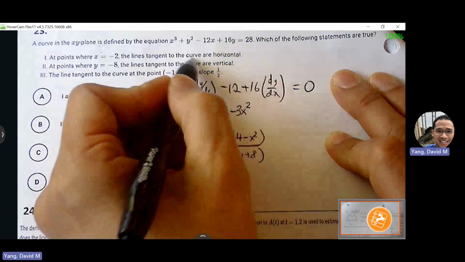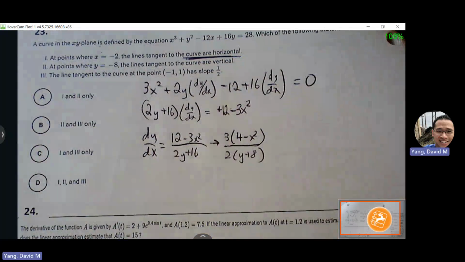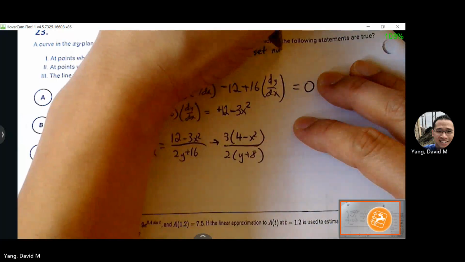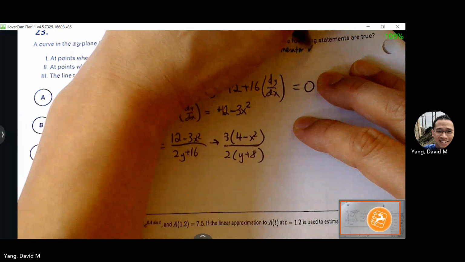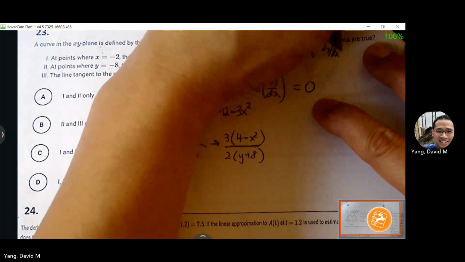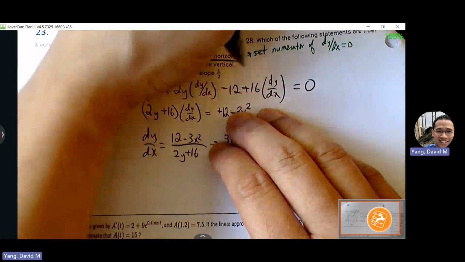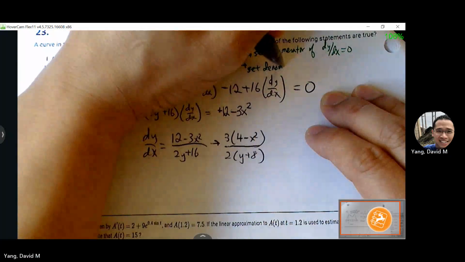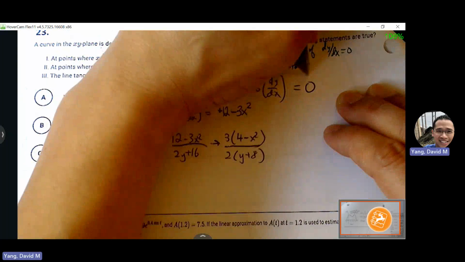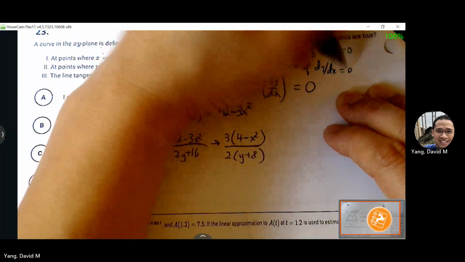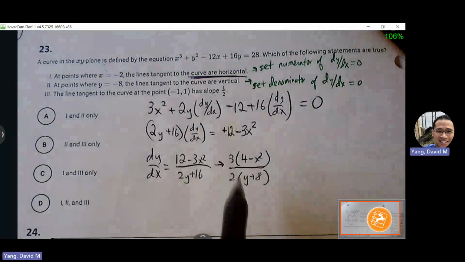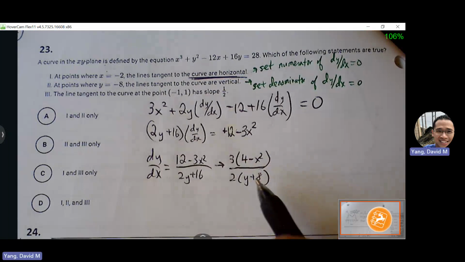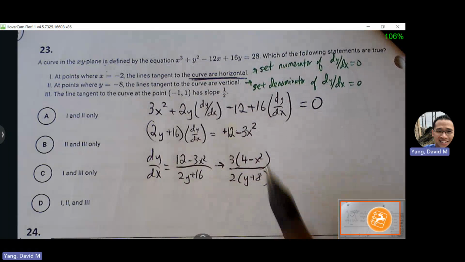Now you see mentions of horizontal tangents. So horizontal tangent, you can find that by setting the numerator of the derivative equal to 0. Vertical tangents you can find by setting the denominator of your dy dx equal to 0. So if I want to find places where the slope is 0, I can look at the numerator. If I want to find places where the slope is undefined, I'll look in the denominator.